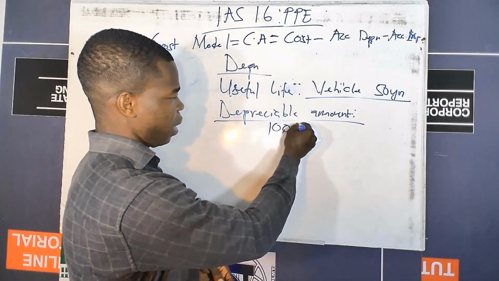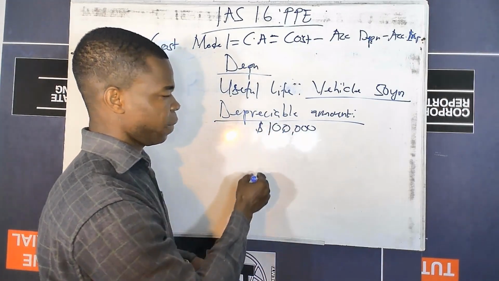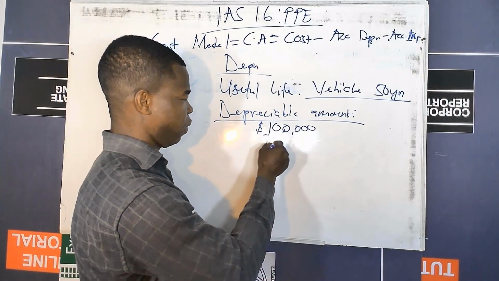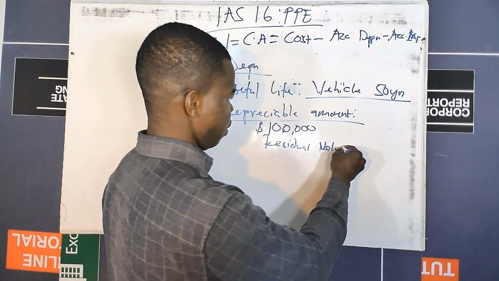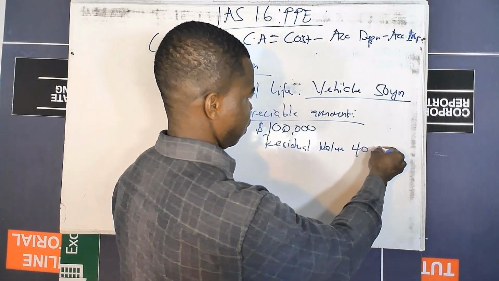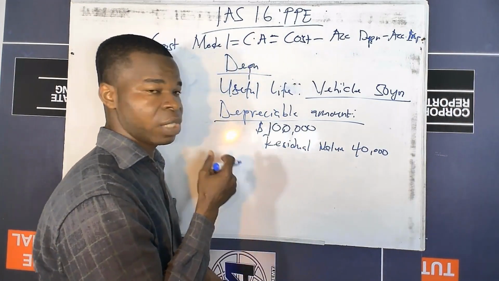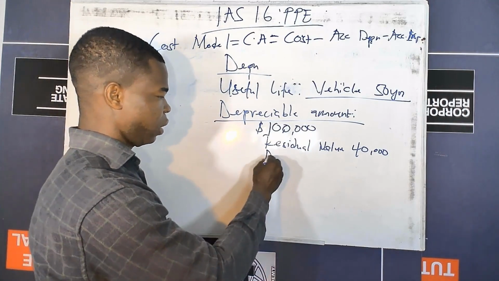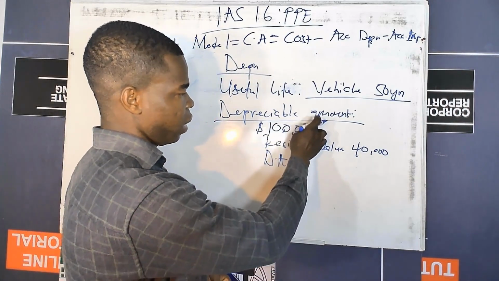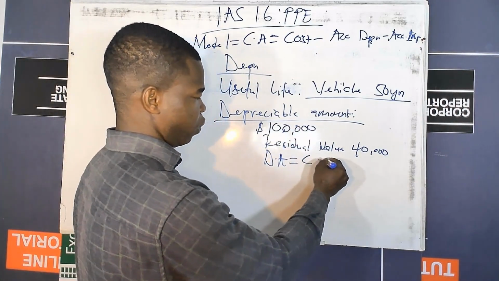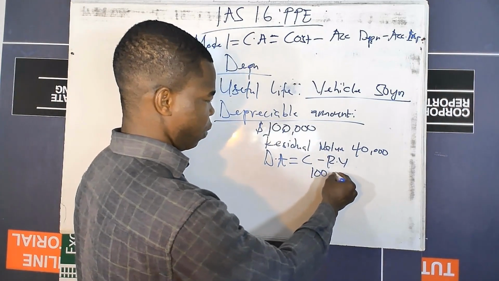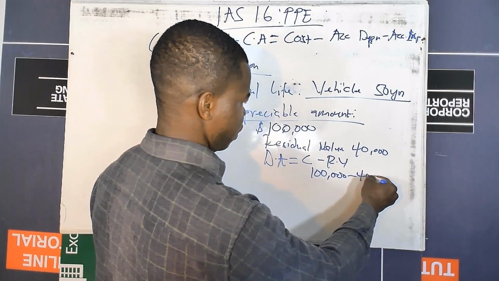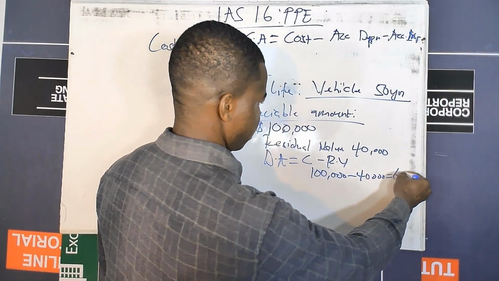is $100,000, and then we are saying that the residual value is maybe 40,000. Then in this case, the depreciable amount is going to be what? The cost of the asset minus what? The residual value, which is going to give us 100,000 minus 40,000, and this will give us $60,000.